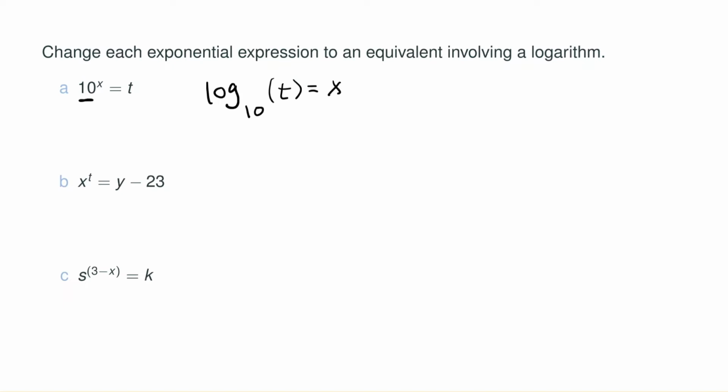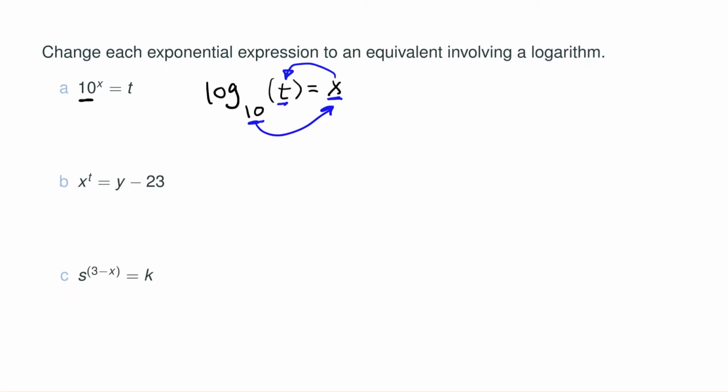So we can think of it as 10 raised to the x power gives us t, where when we look at log, we're looking at what exponent is necessary for 10 to get t. That exponent is x. We can think of it as 10 raised to the x power gives us t.